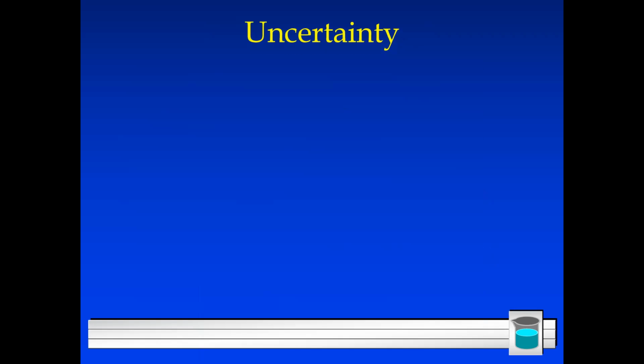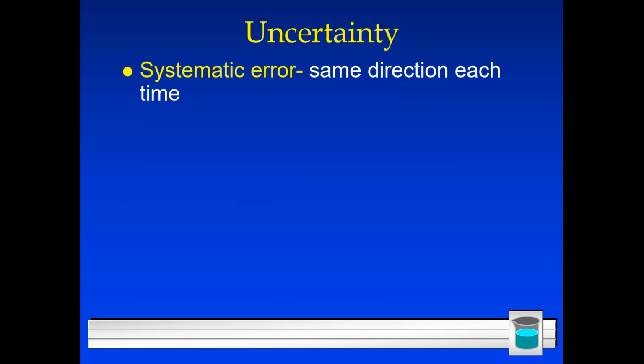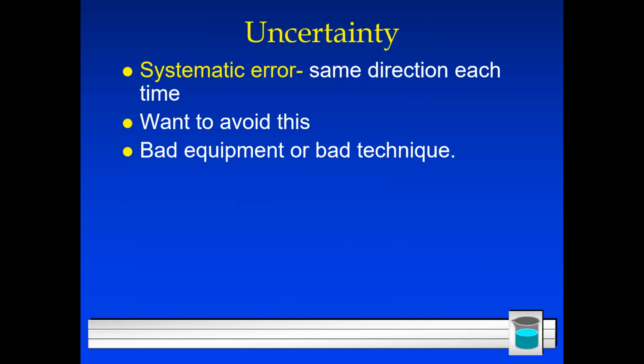And the last error is known as systematic error. Systematic error happens due to some reason, and it usually ends up being in the same direction, either too high or too low. And you do want to avoid it because it is something that you can control. Usually it's due to bad equipment or bad technique. You can fix bad technique, you can fix bad equipment, right? But you cannot fix random things. You just can't.